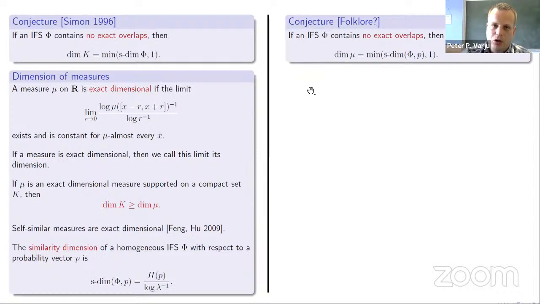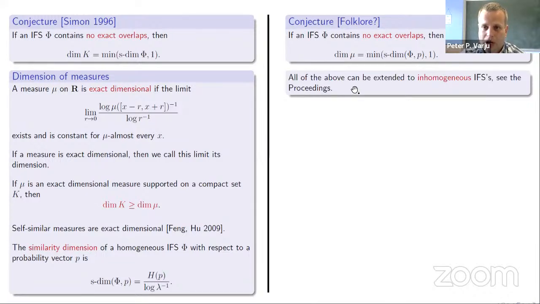Now, the conjecture about sets has a counterpart, a conjecture about measures. And this also predicts that if you have iterated functions without exact overlaps, then the dimension of the self-similar measure will be equal to the minimum of the similarity dimension of the iterated function system with the weights, or 1, whichever is smaller. Everything that I talked about so far can be extended to inhomogeneous iterated function systems, but to save time, I will not talk about it, and you can see it in my proceedings article or in many other places.